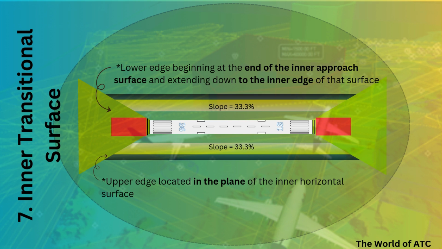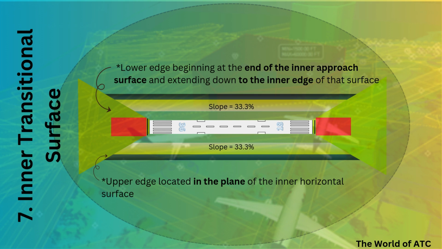And from there along the strip parallel to the runway centerline to the inner edge of the balked landing surface, and from there up the side of the balked landing surface to the point where the side intersects the inner horizontal surface. Since we have not covered the balked landing surface yet, that would be covered in the next video, and I'll explain in the next video. While the upper edge of the inner transitional surface is located in the plane of the inner horizontal surface.